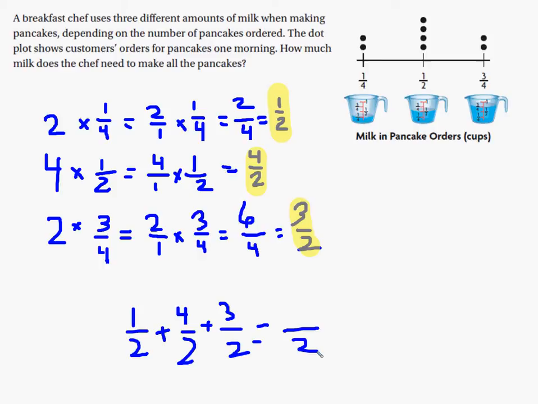Denominator stays the same because I'm adding. They all have the same denominator. If they had different denominators, I would not be able to add them. I'd have to change that. But they do, so that makes it easy. 1 plus 4 plus 3 is 8. Now I can simplify the answer. I can divide the top and bottom by 2. I get 4 over 1, and that equals 4 cups. So the chef needs 4 cups to make pancakes for all these people.